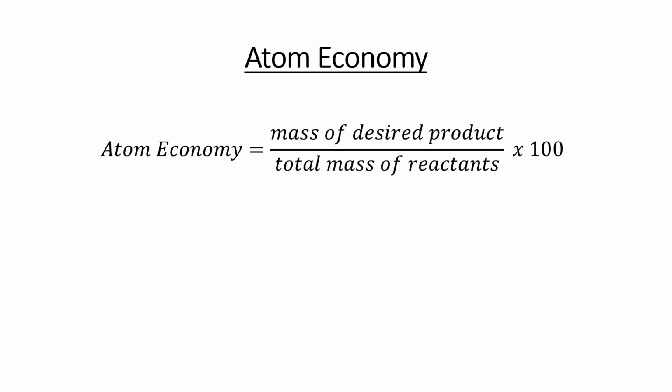Here we have the equation needed to calculate atom economy. Atom economy is the mass of the desired product divided by the total mass of the reactants times by 100.